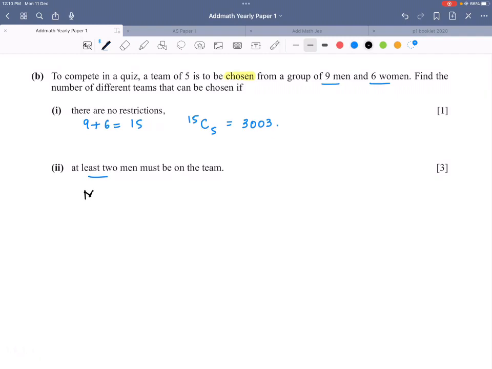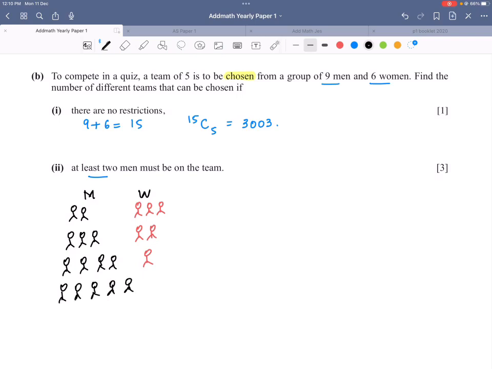First, let me mark the men and women, right? At least 2 men. So if we have 2 men, that means now we are dealing with 3 women, because we need to make a team of 5 players, right? Or we can say that if we have 3 men, we get 2 women, 3 plus 2, 5. If we have 4 men, 1, 2, 3, 4, we can pick only 1 woman. Or if we pick all 5 of them, 1, 2, 3, 4, 5, there is no need for a woman, because the condition clearly states at least 2 men. It doesn't talk about the woman.